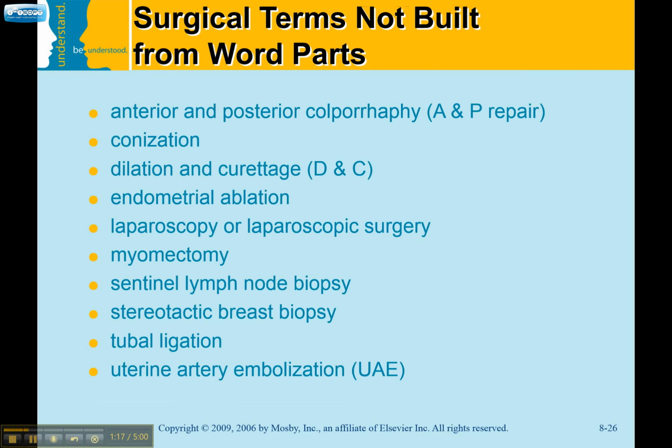So, some surgical terms not built from word parts. Again, I'll list these on the exercises. Want to go over a couple of things. This dilation and curettage: you'll hear a lot of times a woman's having to have a D&C, and that's what that is. A tubal ligation is basically the equivalent to the male vasectomy.